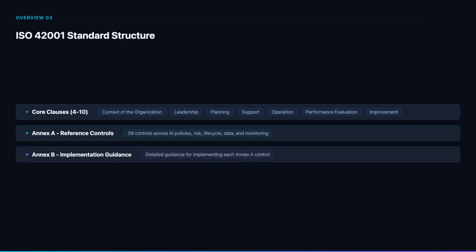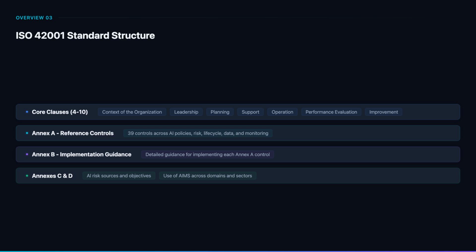Annex B provides detailed implementation guidance for every Annex A control. It helps you understand what each control means in practice and how to implement it effectively. Annex C maps AI-specific risk sources to organizational objectives. Annex D explains how to apply the AIMS across different domains and industry sectors, from healthcare to finance to manufacturing.